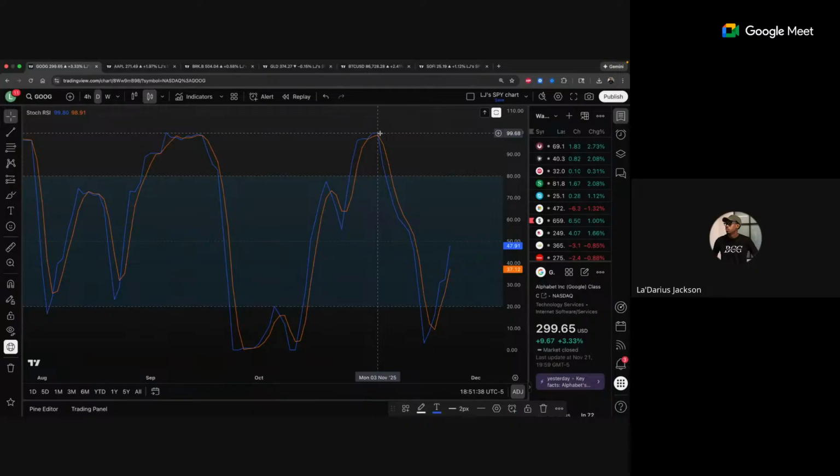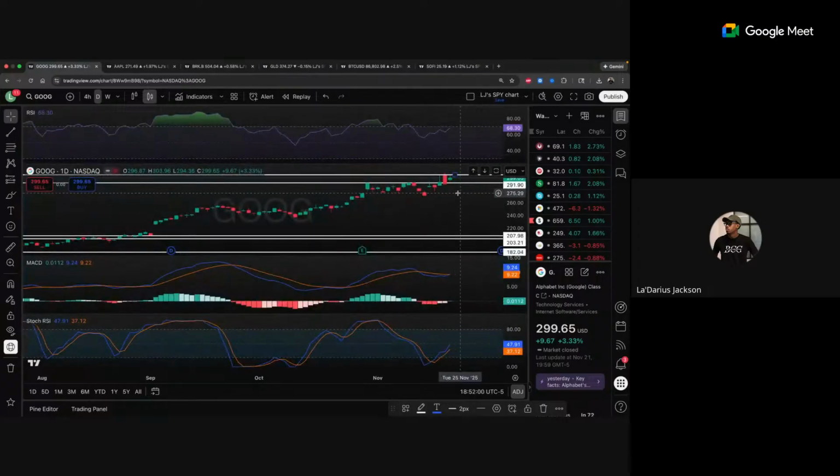The beginning of November, Google cooled off or traded sideways, came down by November 14th, and now we're back up. We're back up to 47 again. So I'm thinking about taking this all the way up to at least 80, between 80 to 100 on the stochastics, because again, this tells us the directional momentum. And right now, Google has a lot of upwards momentum.